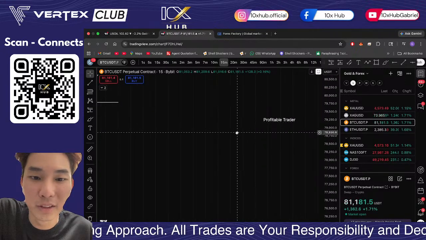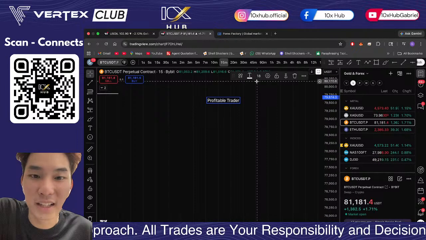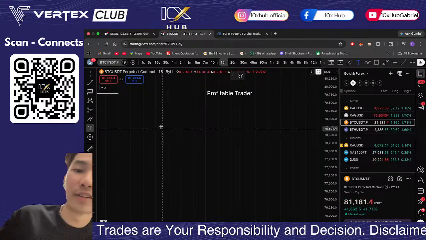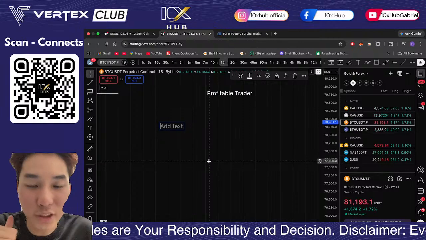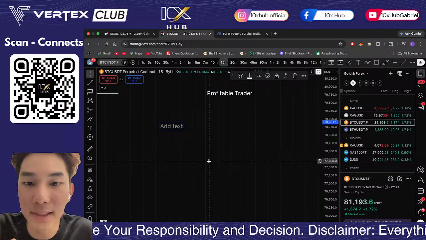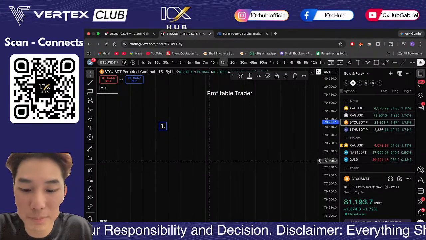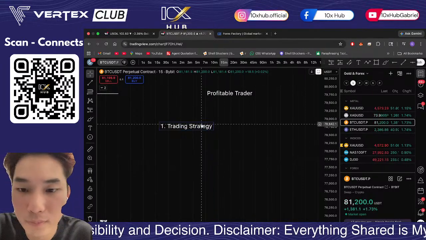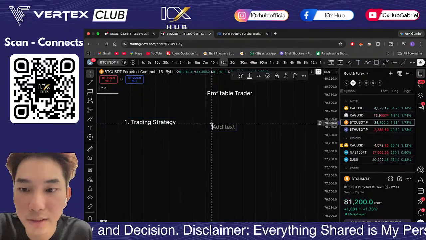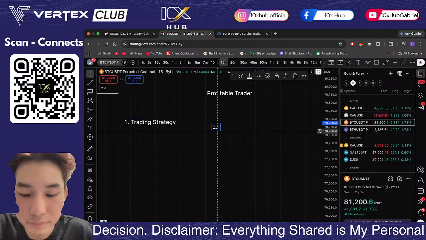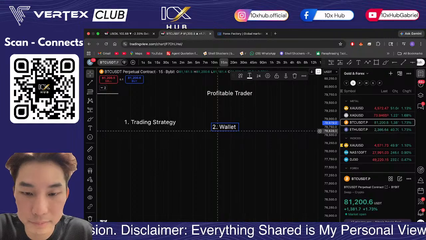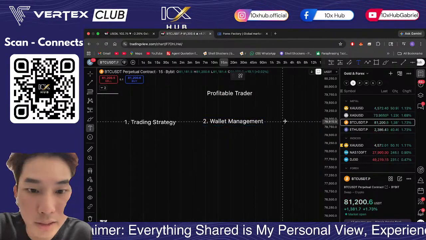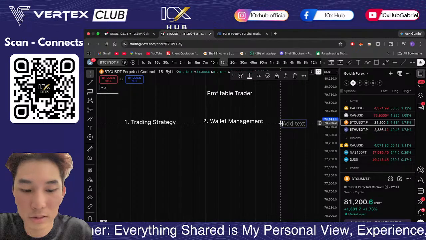Alright, so how to become a profitable trader? A lot of people would actually ask me this question. First of all, in trading, there are three big pillars we must master. The first pillar is called trading strategy. The second pillar is called wallet management. The third is called mentality management.